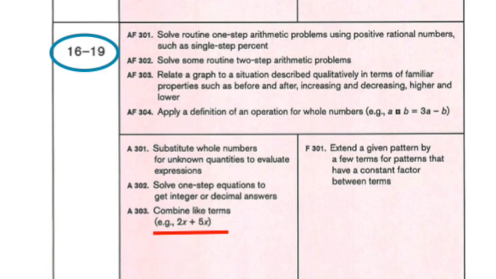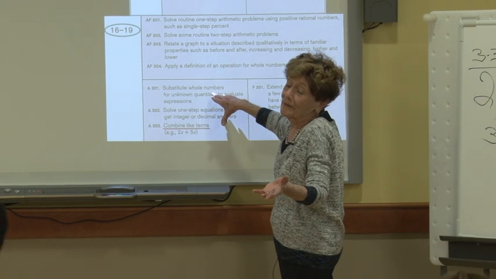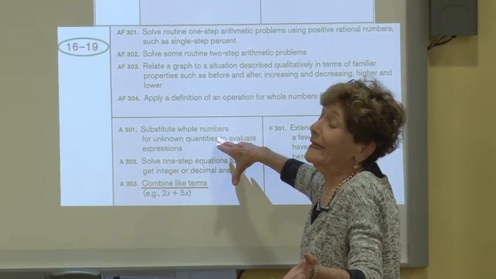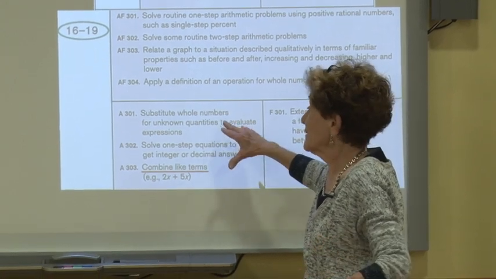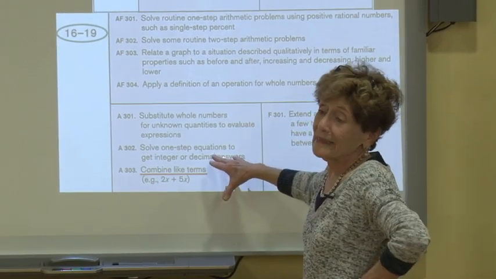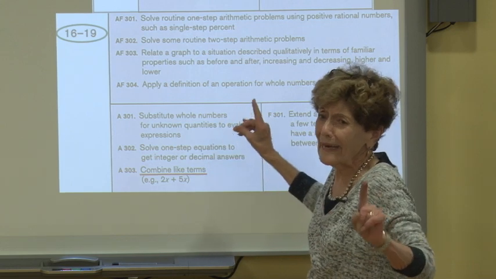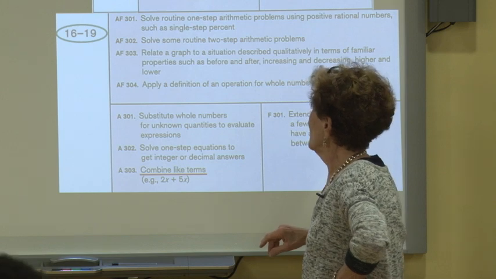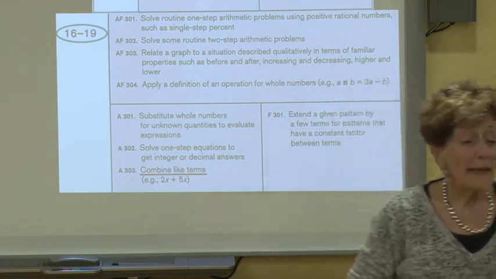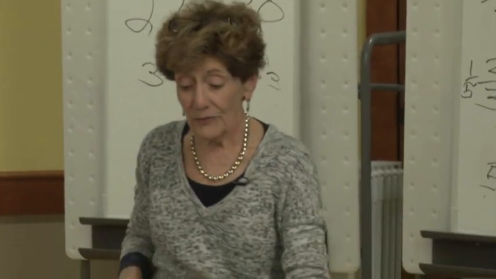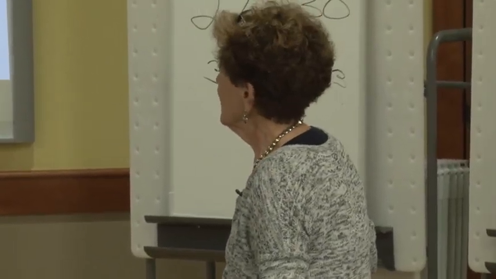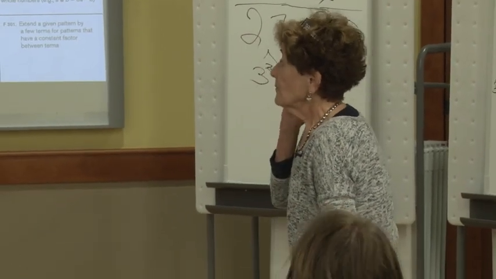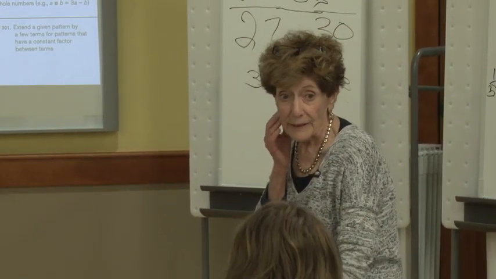For 16 to 19, substituting numbers. You know, x is 3 and y is, I don't know, 10. What's x plus y or something like that. Solving one-step equations, just one step. Combining like terms. Yeah, you all can do that. And that was, if you've got a range of 16 to 19. Okay, find number 12 in your booklets for me.